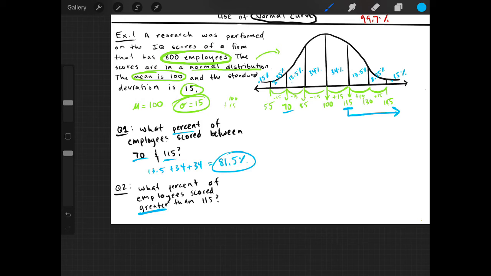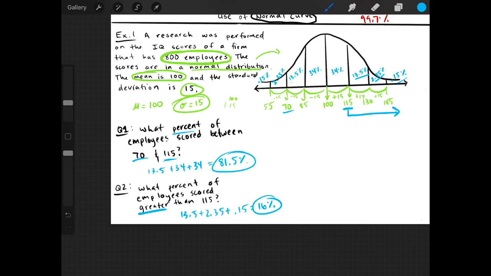So we're going to go 13.5 plus 2.35 plus 0.15. We just added up those 3 percentages to the right of 115. Again, just take out a calculator and you can add that up. 13.5 plus 2.35 plus 0.15 equals, in this case, 16. Again, it's a percent, so make sure you put that percentage sign there. So that's one way we can use the normal curve.